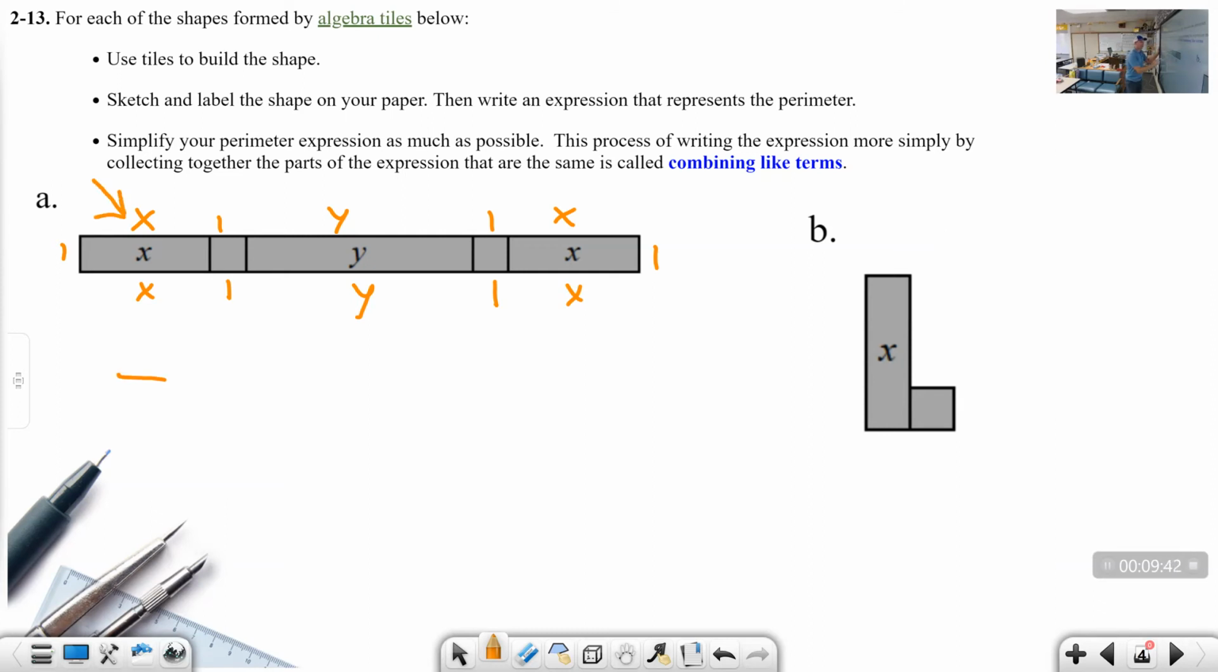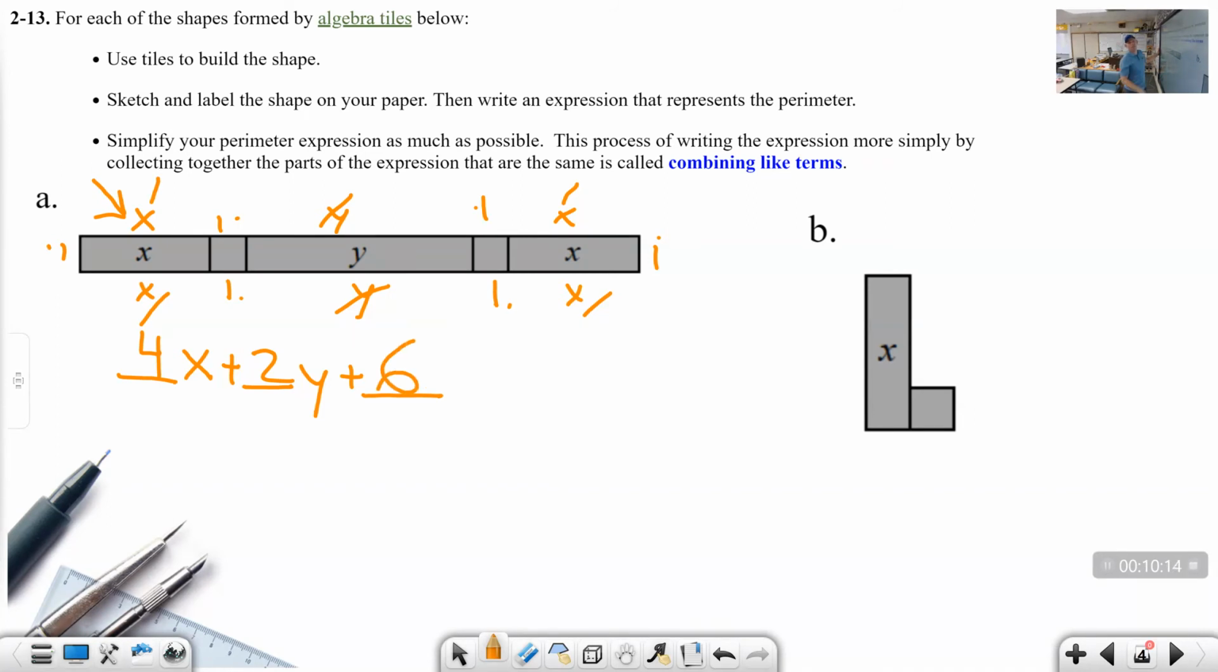I'm going to count how many X's do I have, how many Y's do I have, and how many singles do I have. So I'm going to go around and count X's. 1, 2, 3, 4. Okay, I've got 4 X's. How many Y's do I have? I have 1, 2. 2 Y's. How many singles? 1, 2, 3, 4, 5, 6.